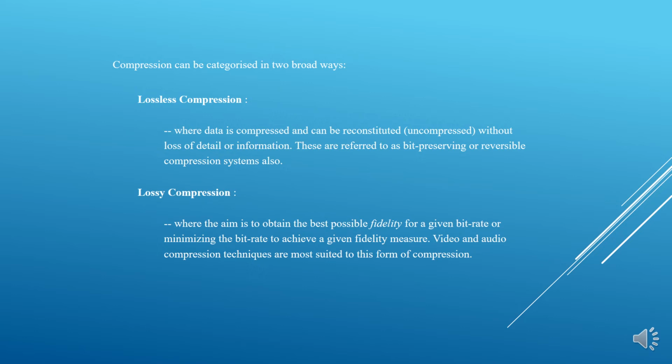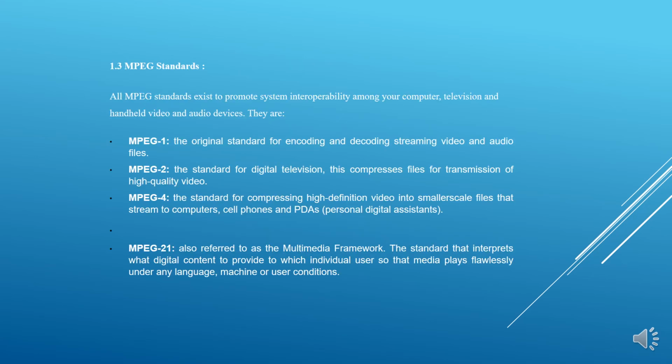Compression can be categorized into two broad ways. First one, lossless compression, where data is compressed and can be reconstituted uncompressed without loss of detail or information. They are referred to as bit-preserving or reversible compression systems. Also, lossy compression, where the aim is to obtain the best possible fidelity for a given bit rate, or minimizing the bit rate to achieve a given fidelity measure. Video and audio compression techniques are most suited to this form, such as MPEG standards.